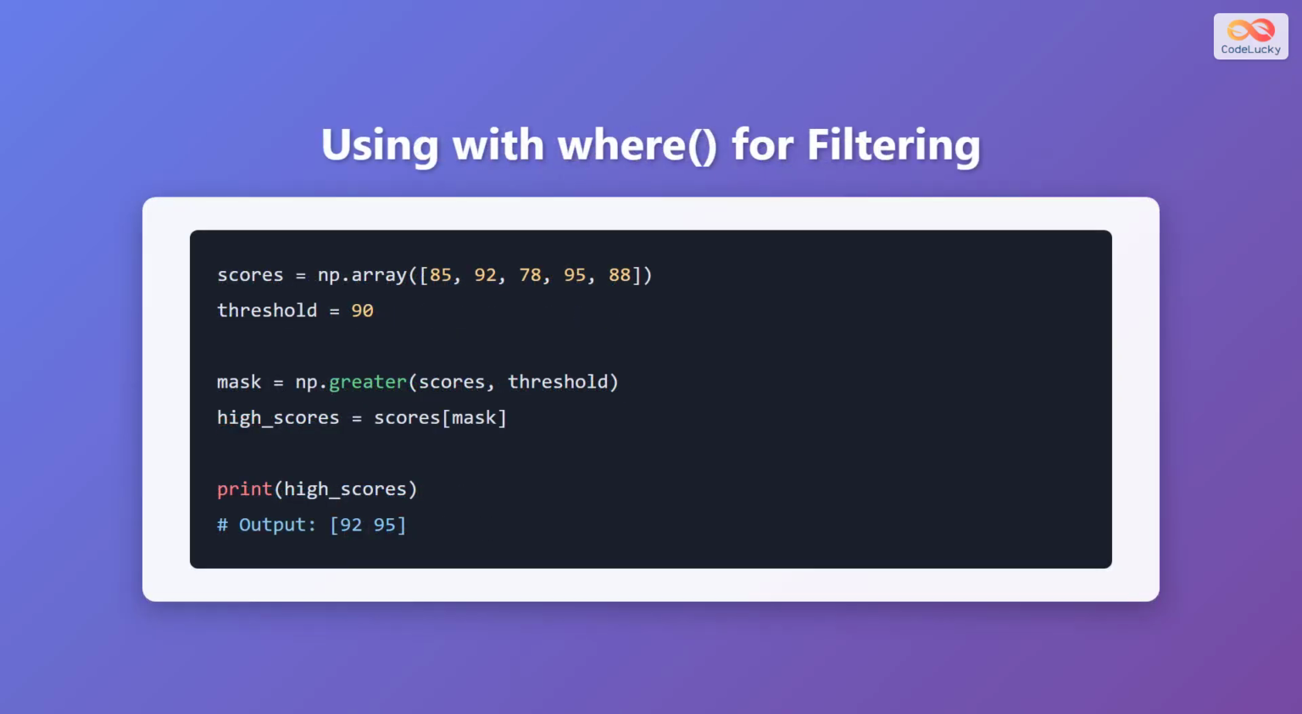A common use case is filtering data based on conditions. Here we have test scores: 85, 92, 78, 95, and 88. We set a threshold of 90. Using np.greater, we create a Boolean mask that identifies which scores are greater than 90. We then use this mask to filter the original array, extracting only the high scores. The result is 92 and 95, which are the only scores above our threshold.